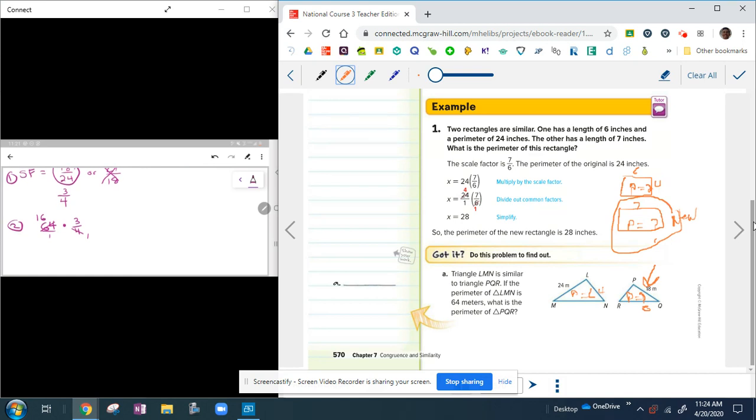And now we can multiply 16 times 3 and we get 48. And we always measure perimeter in just length. Perimeter is a length, so it's just one dimensional. So it's not like meters squared or something. It's just going to be straight meters. Hopefully you're good to go with finding the scale factor and then using the scale factor to find the missing perimeter.